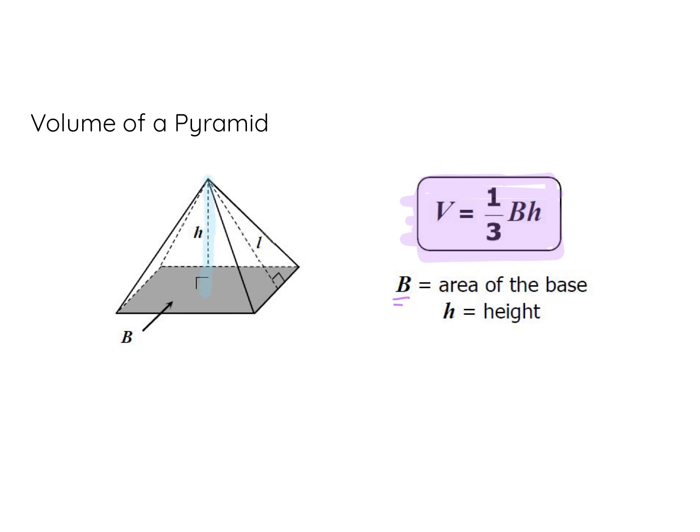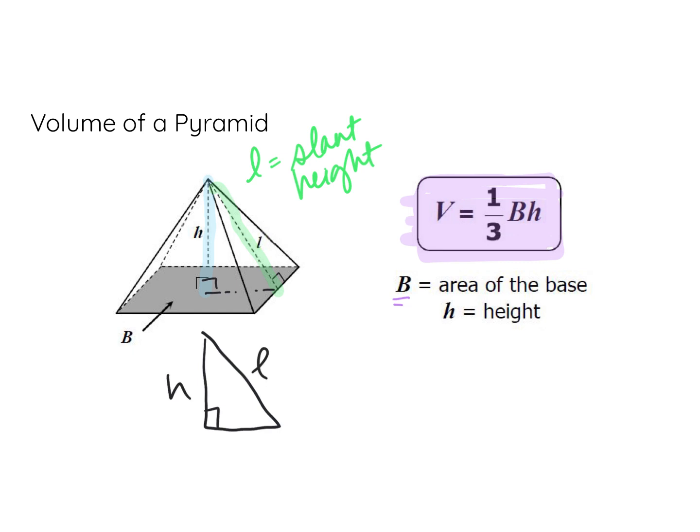Okay, you also see in this picture something called L, which stands for slant height, but we're not really going to worry about that so much. What could happen is that we could get a nice little right triangle between the height, the slant height, and part of the base. Sometimes you might be given the slant height and have to find the height, but with what we're going to do, we're just going to be giving you the height. So you don't really have to worry about what that slant height is and what it means.